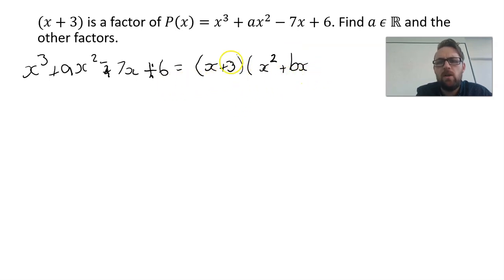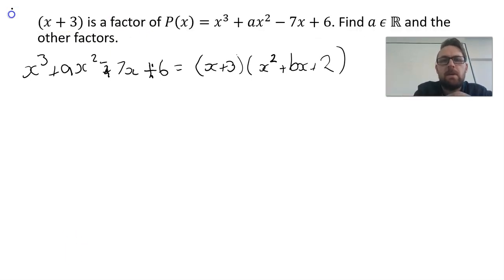And finally, we've got a 6 here on our left-hand side as our constant. And over here, we've got a 3. So you can only get constants when you multiply two constants. As soon as you get an x in there, it will not be a constant ever again. So we know that 3 times 2 is 6. So we know that this last term has to be 2, because it's the only way we can make a constant, and we know our constant has to be 6. Okay. So from here we can expand and we can equate some terms.